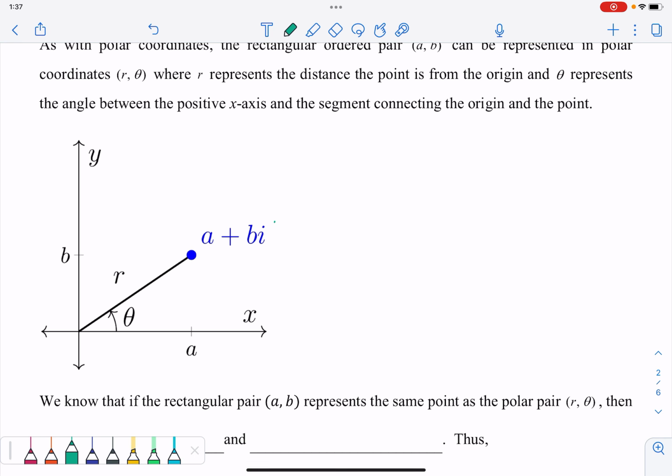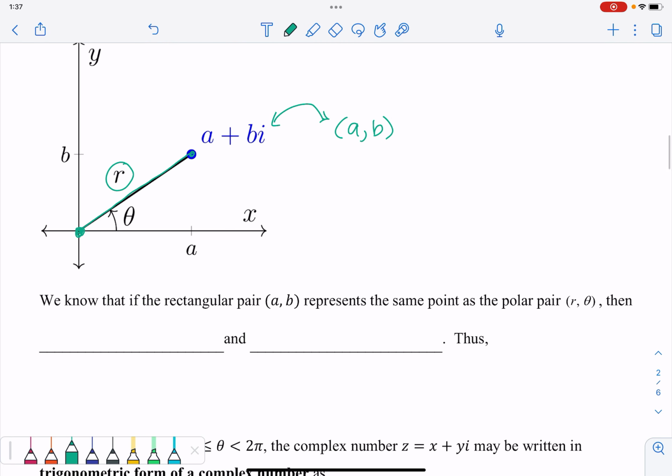We said there's this correspondence between a plus bi and the location of the point (a, b), and that is where the complex number is going to be. So if we know that location, the distance from the origin to that location we'll call r, and then imagining that point on the terminal side of some angle theta in standard position, we can now describe the location of this complex number using r and theta.